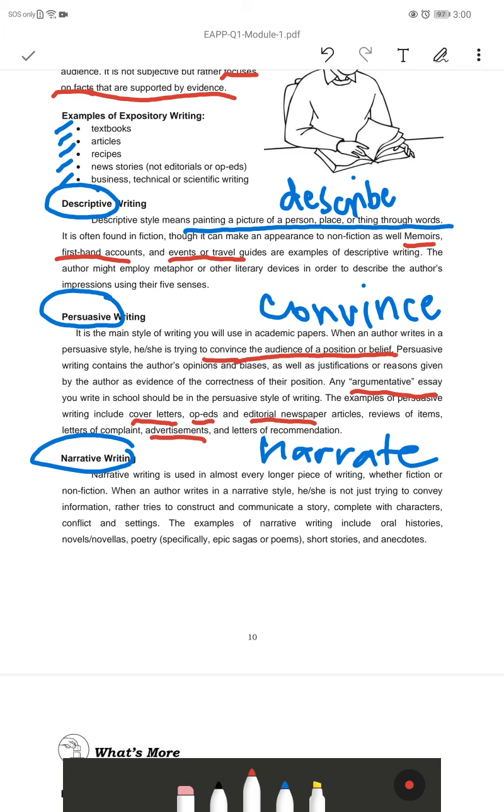When an author writes in narrative style, he or she is not just trying to convey information, but tries to construct and communicate a story with characters, with conflict, and with settings. Okay? Simply put, guys, when you're writing in narrative style, you are simply telling a story. That's why the examples of narratives here are this. And we all know that those are telling us stories.